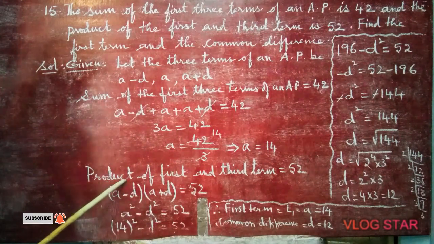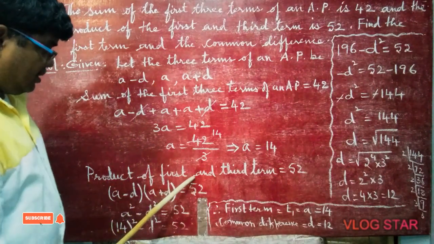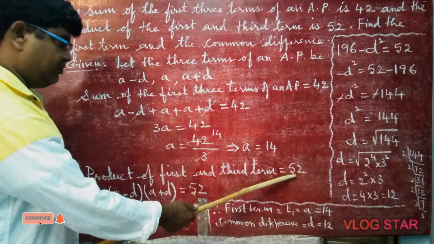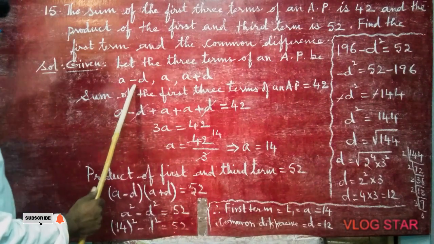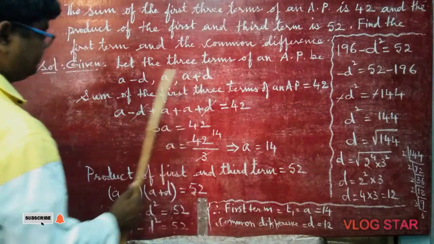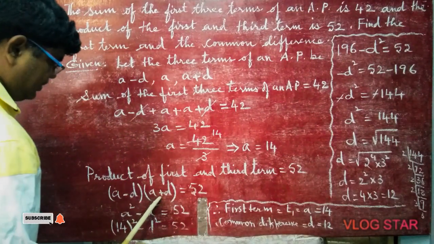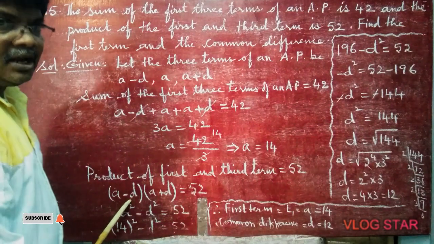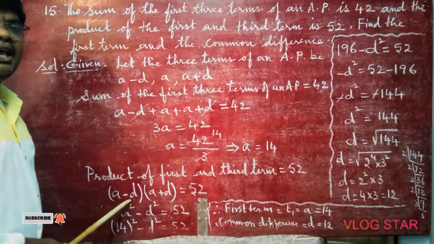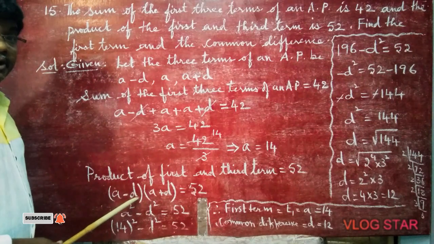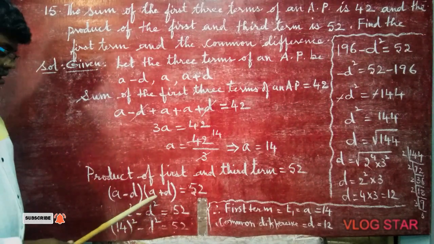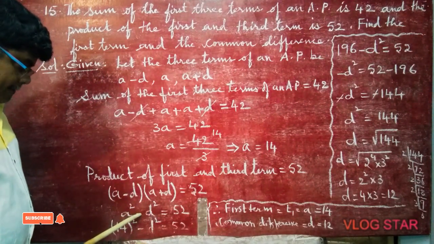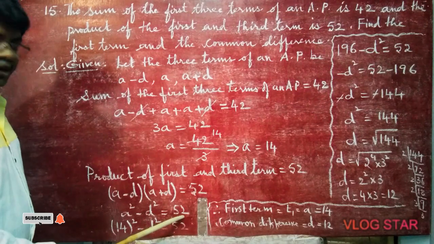Now the product of the first and third term is 52. Able to follow? This is the first term and this is the third term. A minus D into A plus D is equal to 52. Now we know the formula: A plus B into A minus B is A square minus B square, or A minus B into A plus B is also A square minus B square. Multiplication, anyway you can write, no problem. Now A square minus D square is equal to 52.